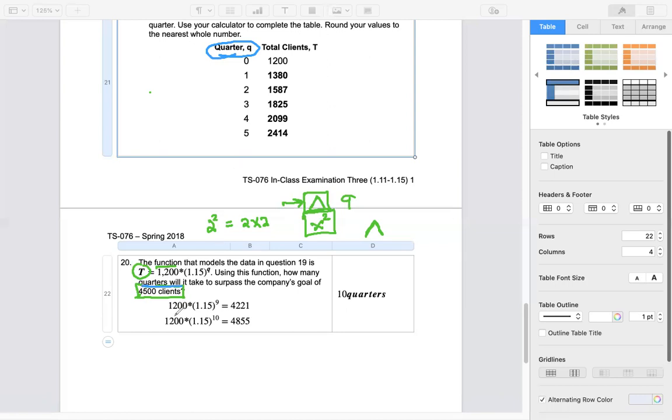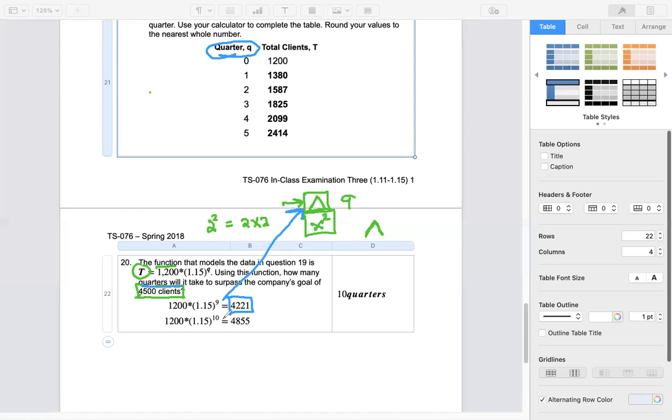Okay. So I take my formula, 1,200 times, this is 15% growth. So 1.15 to the 9th. And again, this is what I just showed you. You press that button on your calculator. And this is the answer I get right here. After the 9th quarter, I have 4,221. Is that enough? Their goal was 4,500. No, it's not enough. Okay.